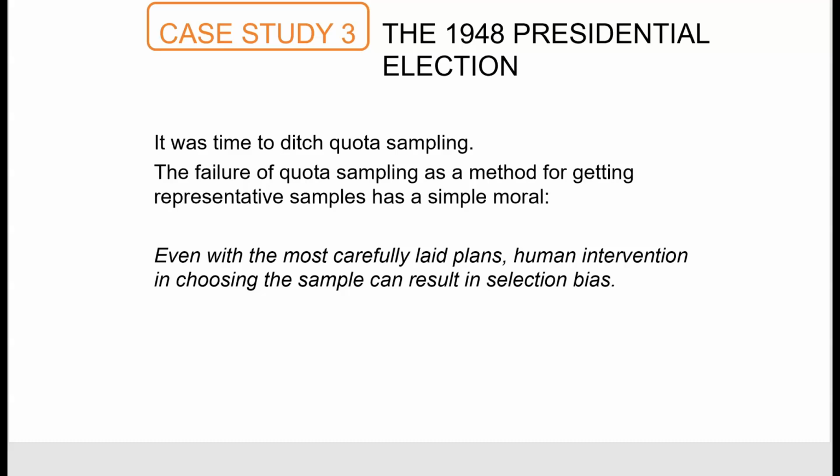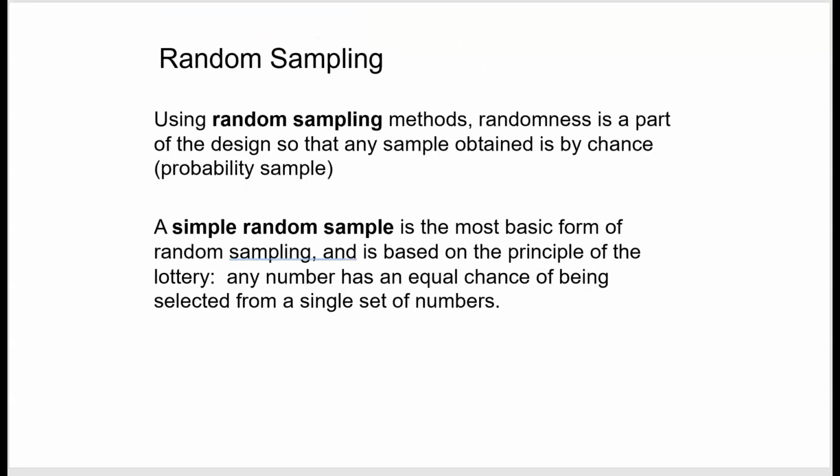So in that example, you can see that quota sampling just doesn't make the most sense because there's selection bias and it's not always a good representation of the whole. Random sampling is great, but random sampling is not always easy to do.